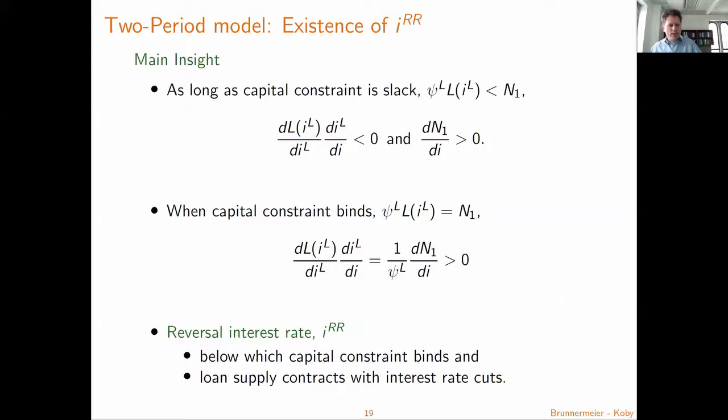But essentially, the reversal interest rate is not effective if the capital constraint doesn't bind, but once it starts binding in this two-period model, the reversal interest rate kicks in. So this constraint is key for the reversal interest rate to really have some bite. Okay.